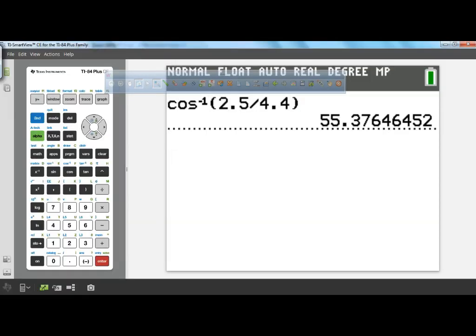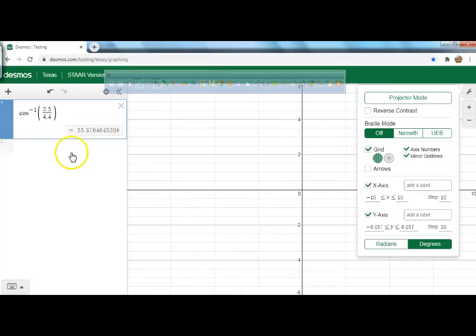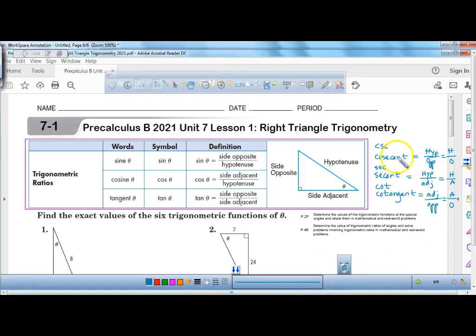If you go to your graphing calculator, you can kind of see them. I can't really see them here, but if you go to Desmos, you can. Let me go to Desmos. I'll type right here, functions. Well, I guess you can't see the actual words, but understand CSC means cosecant, SEC means secant, COT means cotangent. So you might have to use those every once in a while.